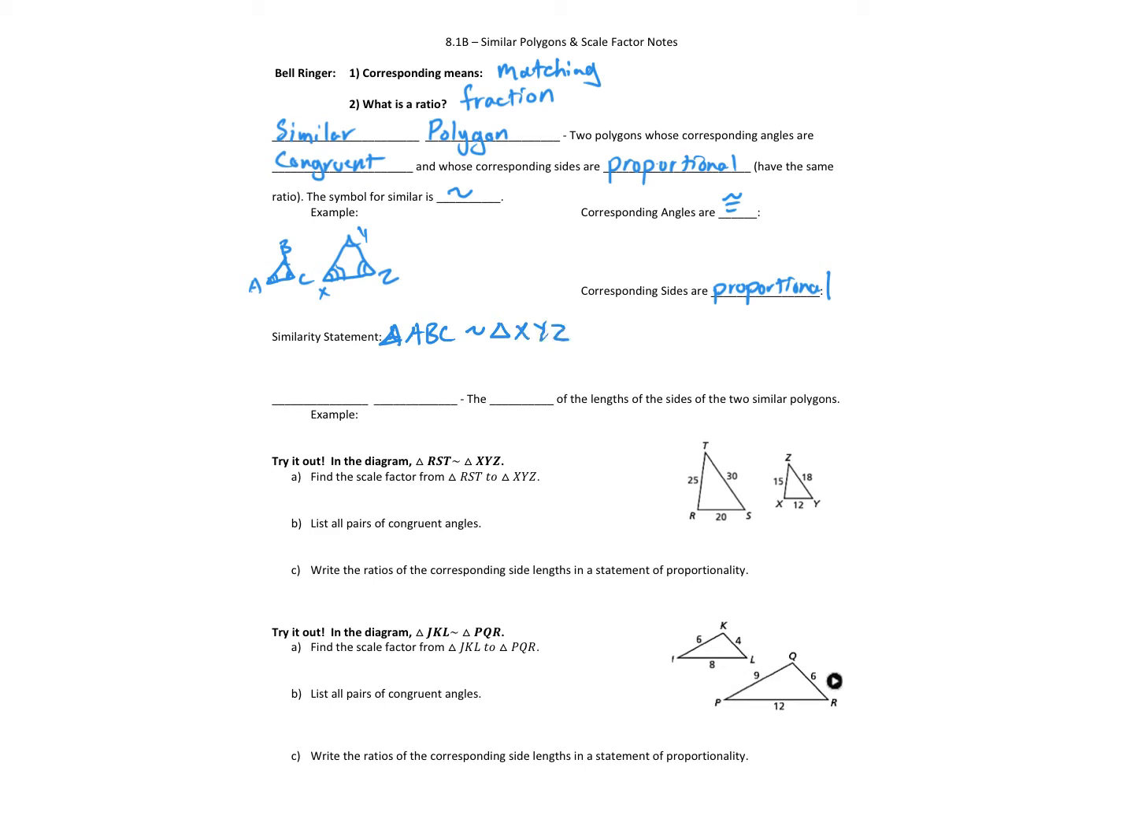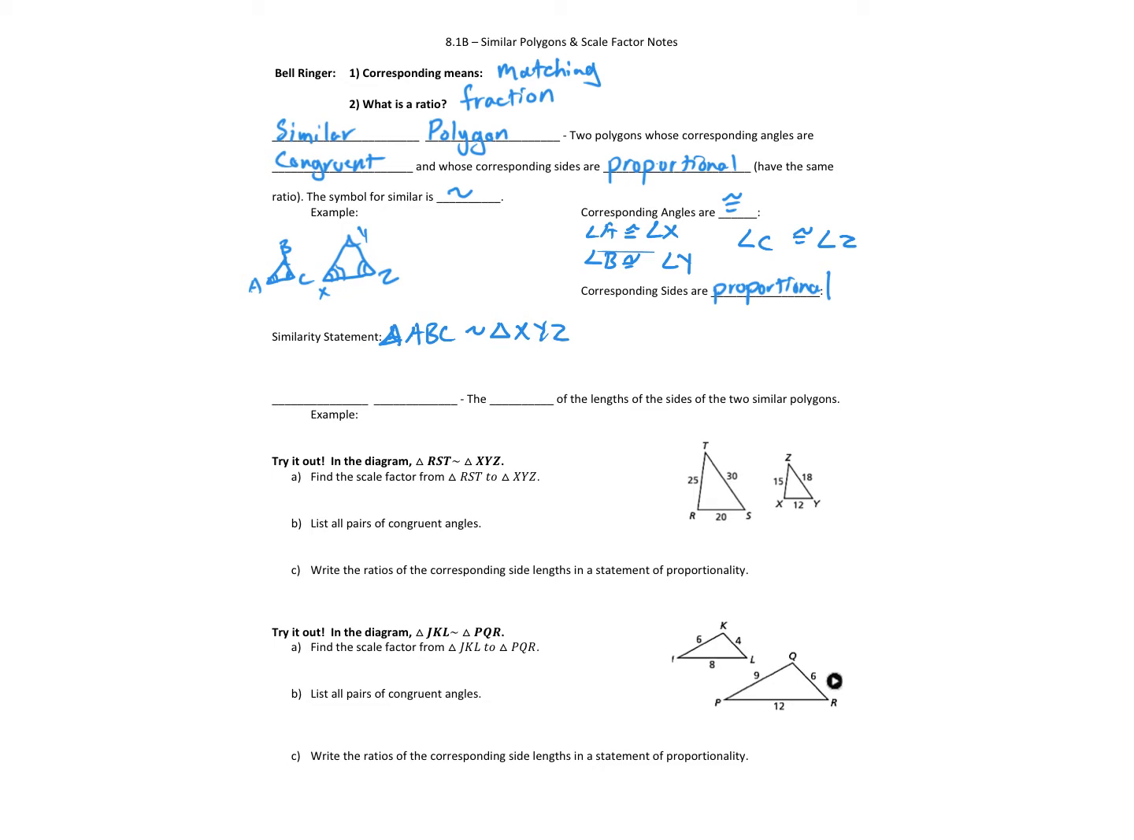Our corresponding angles here, remember, look at angle A has to be congruent to angle X. Angle B has to be congruent to angle Y. And angle C has to be congruent to angle Z. The corresponding sides are proportional.